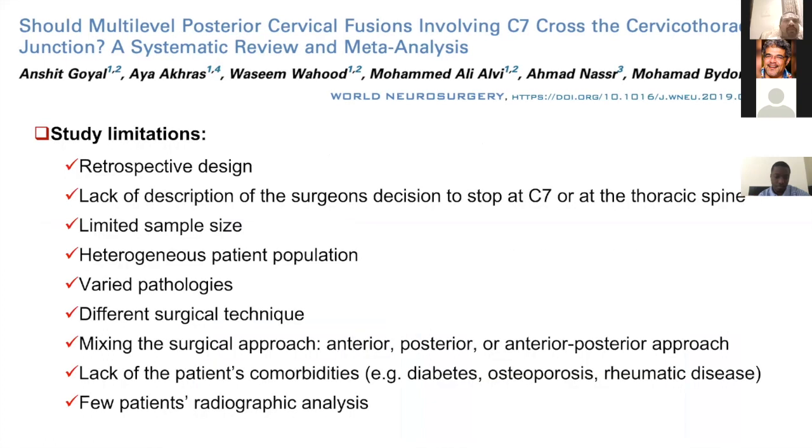So many study limitations were observed due to the retrospective design of the study. So we have the lack of description of the surgeon's decision to stop at C7 or the thoracic spine, a heterogeneous patient population, pathology, and surgical technique. Sometimes we have a mixing of approaches and a lack of patients' comorbidities. So that was really important when you're trying to find variables that make you decide between stopping at C7 or T1.